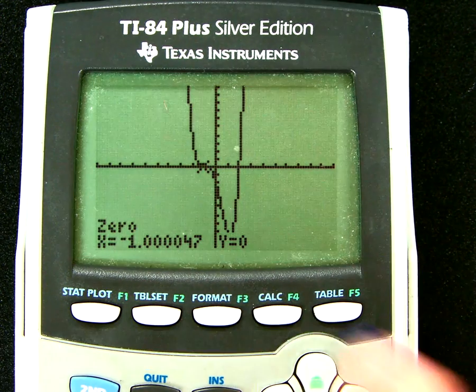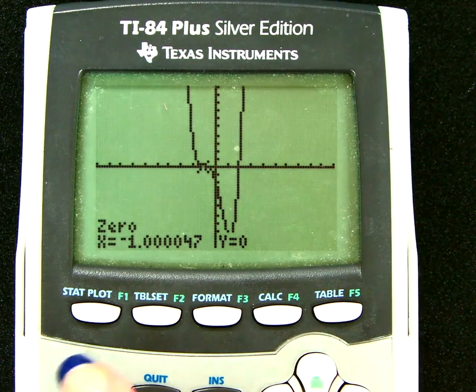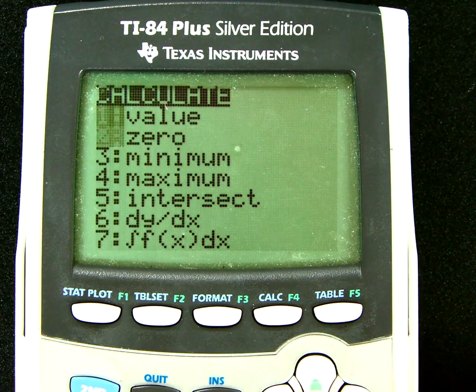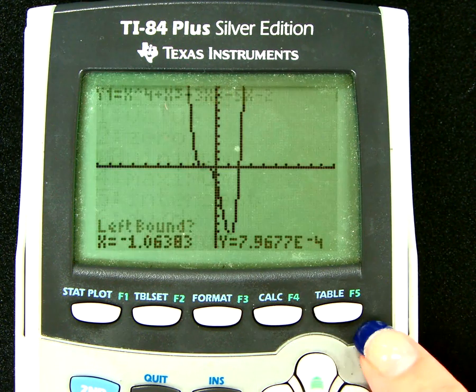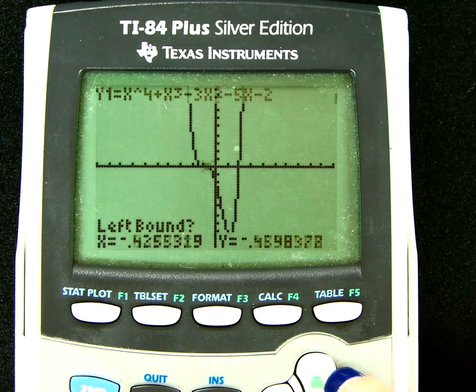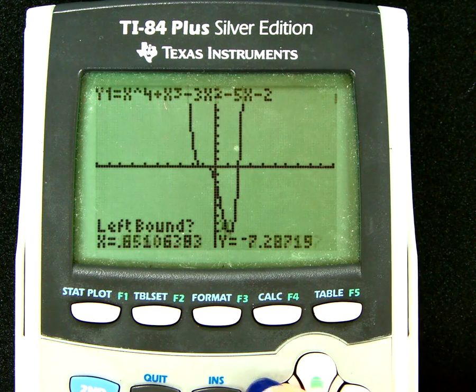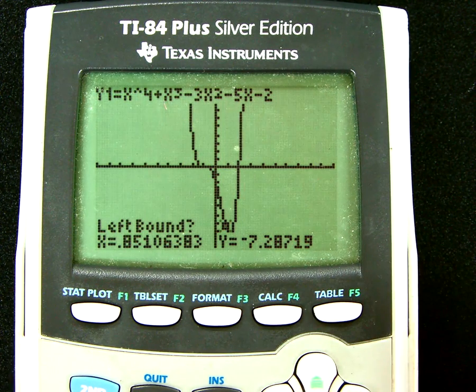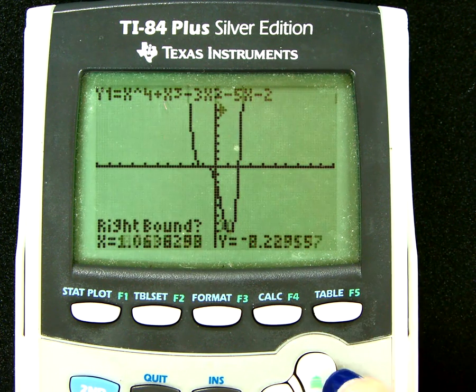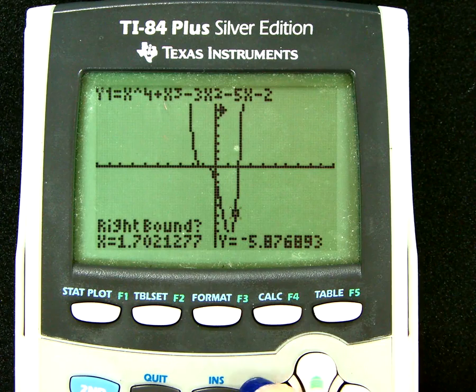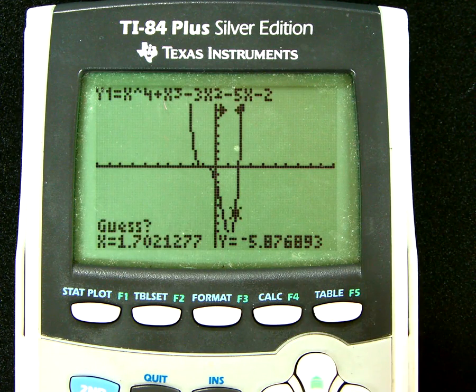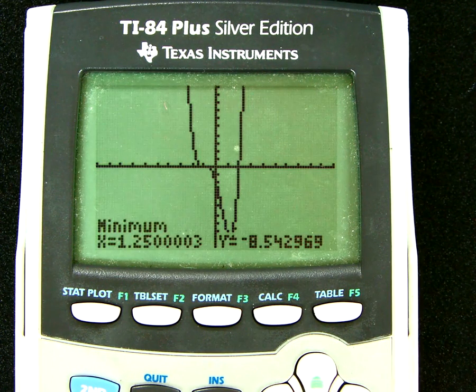All right, next thing we're going to find is that minimum. So second trace, we're selecting minimum because that's what we're trying to find. And then again, we want to be on the left side of it. So somewhere in this area. So enter, and then to the right side of it. So somewhere in this area, enter, and then enter when it says guess. So the minimum is going to be 1.3, comma, negative 8.5.